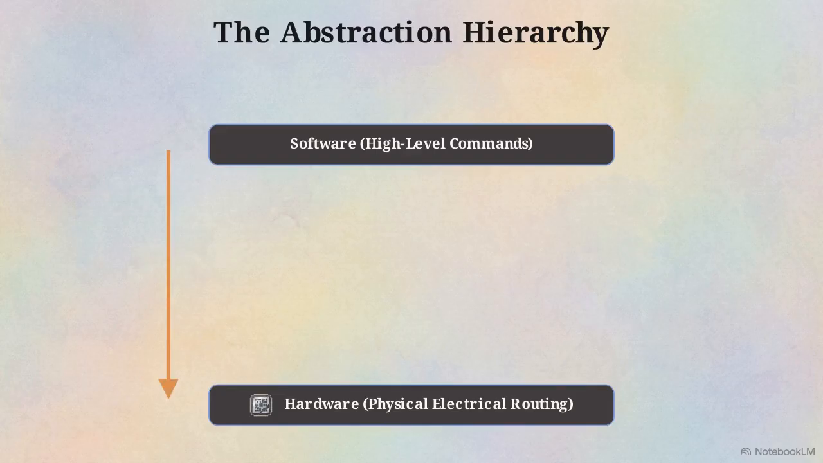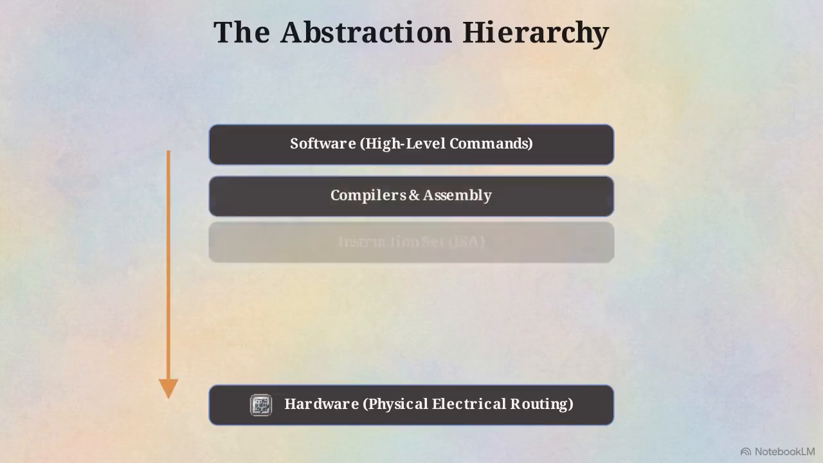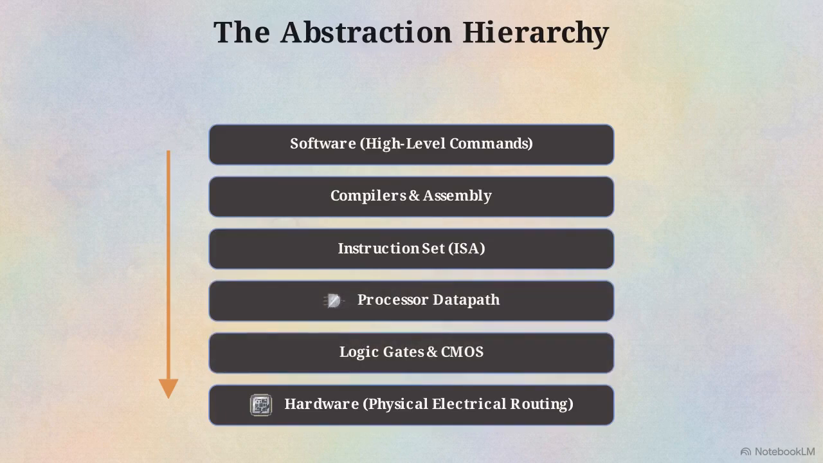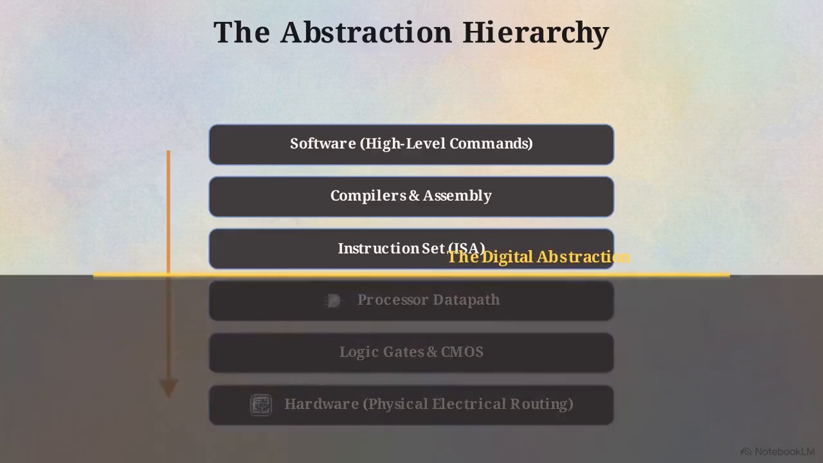We rely on an engineering abstraction hierarchy, a system of structural layers that allows developers to write high-level commands while hiding the complex physical electrical routing operating beneath them.